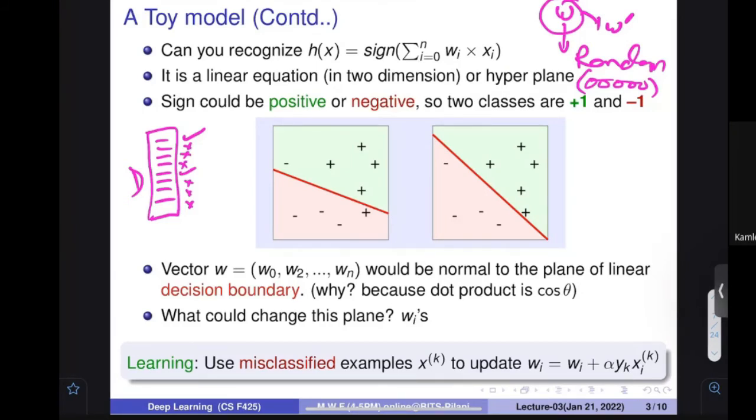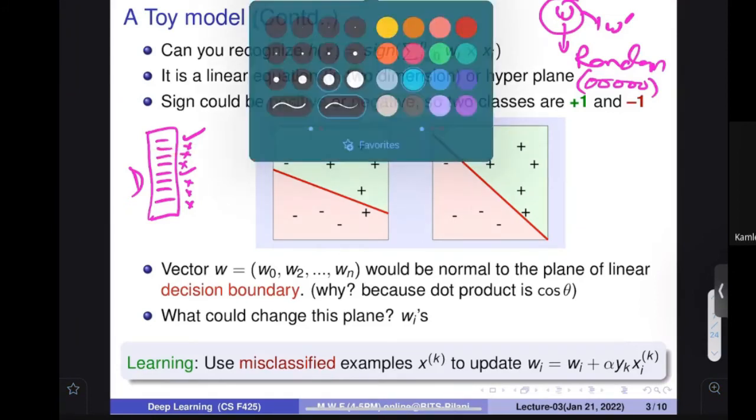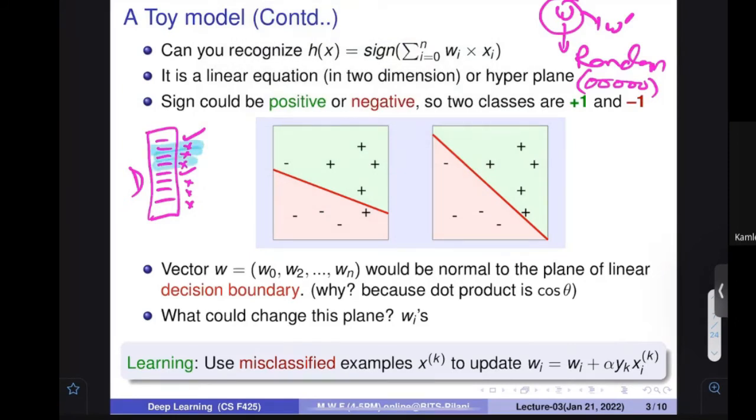Then my procedure is, for all the cases where you are wrong, you are going to change the values of W one by one.